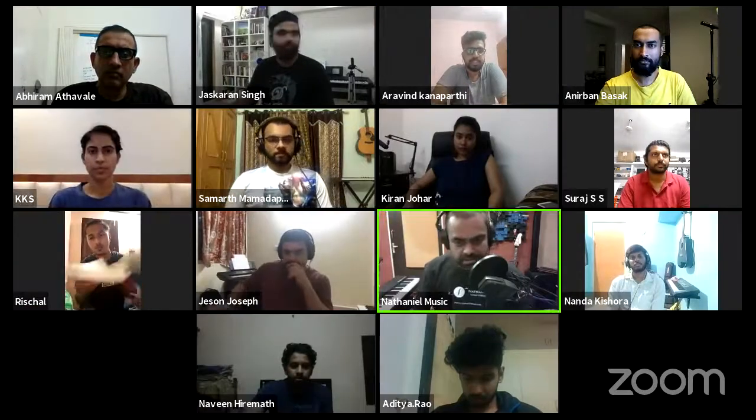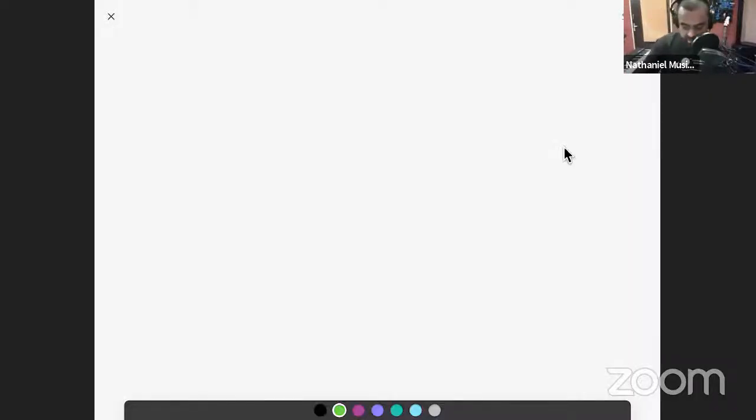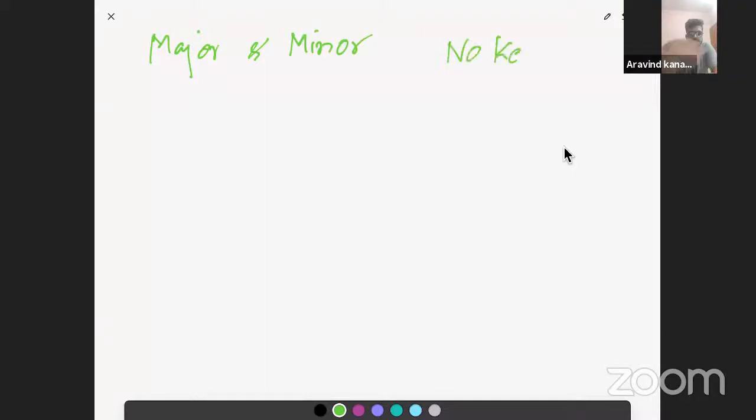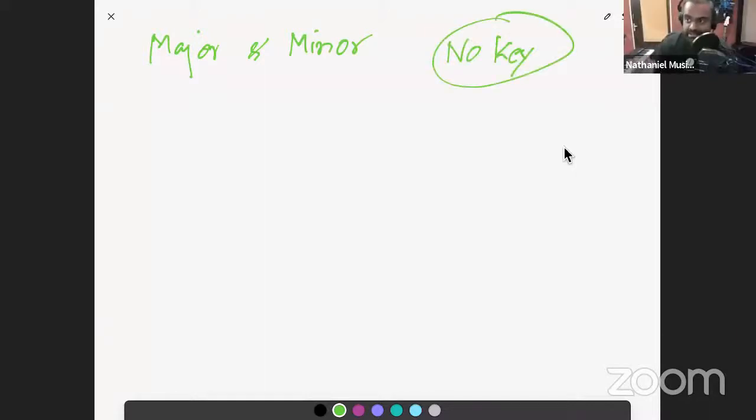Okay. So let me just share my screen with you guys. So usually staff notation revolves around the major and the minor keys. So you're pretty much going to only be able to notate these scales. Or else you have to say, I'm going to notate no key. In other words, there's no notation as such.